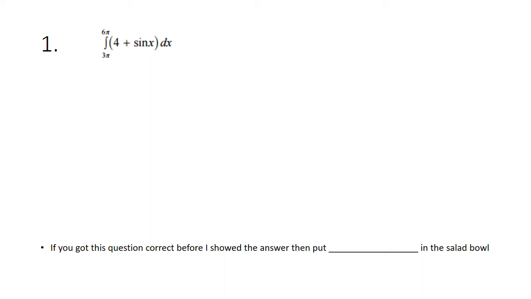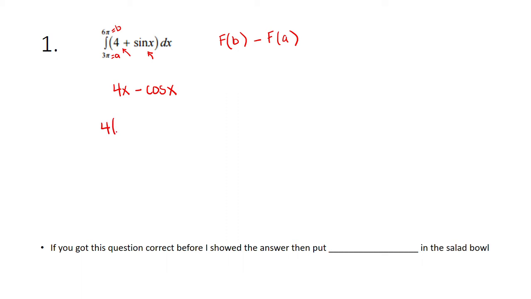Here is our first question. We have 4 sine of x. So the first step, following the fundamental rule of calculus, is we're going to find the integral, plug in our b, which is the top of the integral, and subtract the integral plugging in our a. So if I take the integral of 4, I get 4x. If I take the integral of sine, I get negative cosine x, because the derivative of negative cosine x is sine of x. I don't need to worry about a plus c because this is a definite integral.